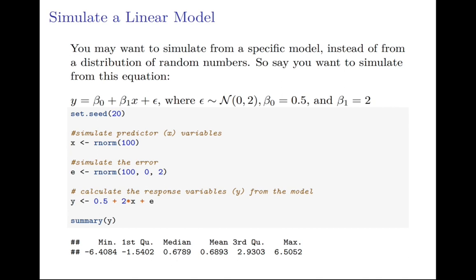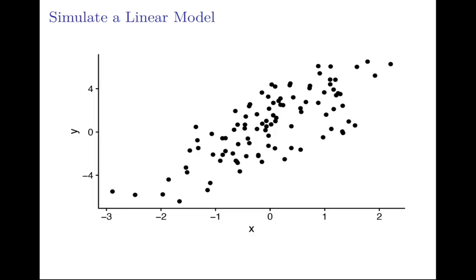And then you calculate response variables with that. So you can basically solve that equation, right? So beta naught is 0.5 plus beta 1 times x, which is 2 times the x vector, plus for each of those values, some error that you've simulated. And then you get a vector of y's. And here you can see the summary of your y's. That's what that looks like. And you can plot them here. So you can see now you have a linear model, a linear relationship between your x and your y variables with some error that you've specified.